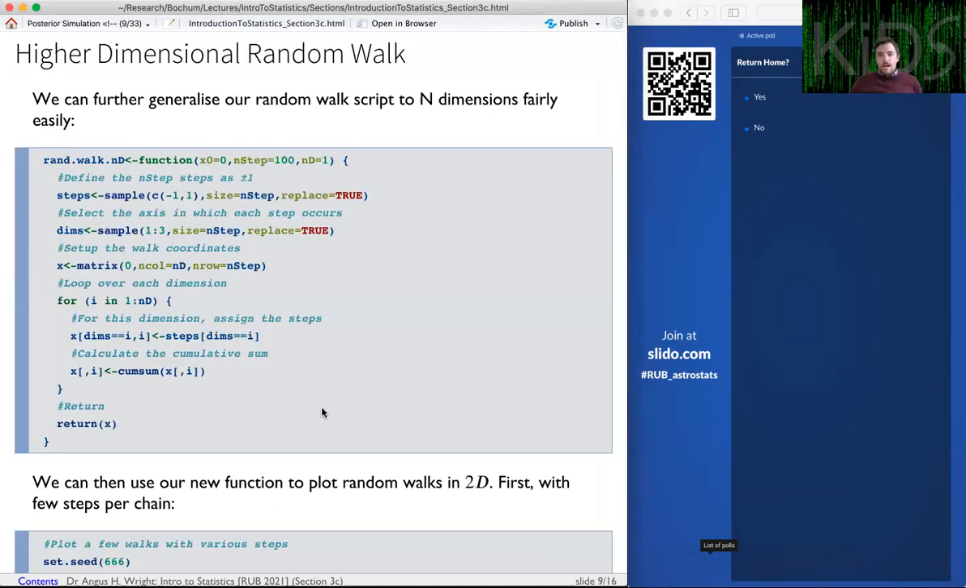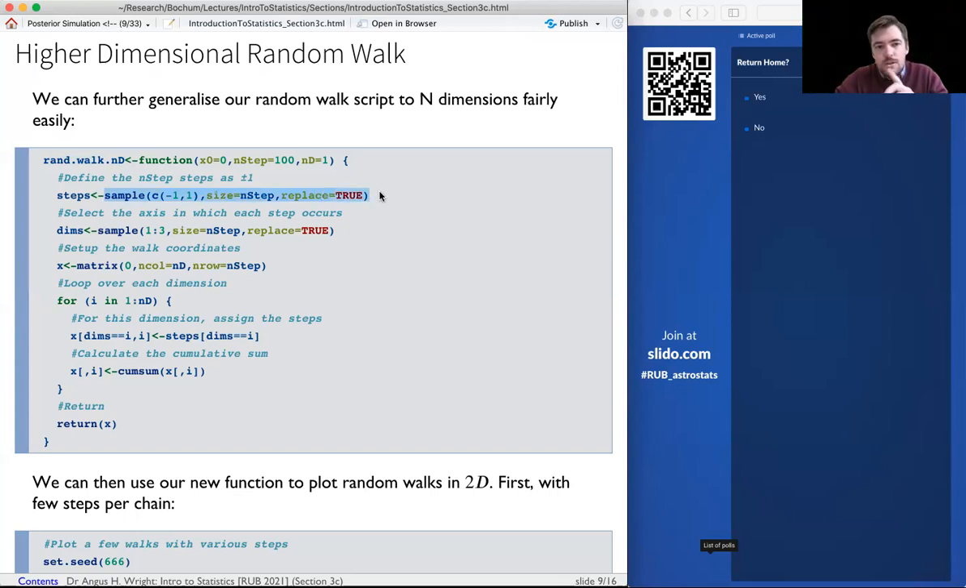So the higher dimensional random walk. We can take roughly the same function that we had and generate an n-dimensional random walk pretty trivially. The way in which we do that is we recognize that steps are steps, no matter whether you're stepping in X, Y, or Z. You're still stepping +1 or -1. It's just that now that step has a direction, unlike in the one-dimensional case. And so we just generate the same n steps, exactly like we did previously.